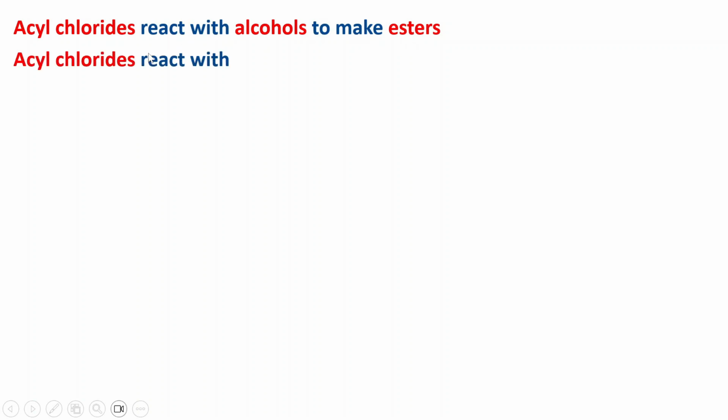Now you have learned that the acyl chlorides react with alcohols to make esters, right? Even the acid anhydrides can react with alcohols and give you the esters. So now what will happen if you treat the acyl chlorides with amines? So you will get an amide. So you have to keep this in mind that when the acyl chloride or the acid anhydride reacts with alcohols, you will get the esters, and when the acyl chloride reacts with amines, you will get the amides.